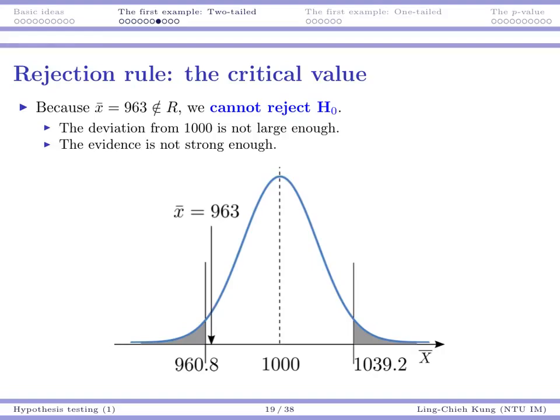So going back to our example, because x bar is 963, it's close to the rejection region, but it's not in the rejection region. So in this example, we cannot reject H0. The deviation from 1000 is not large enough, or we say the evidence is not strong enough. So in that case, we will not reject H0.